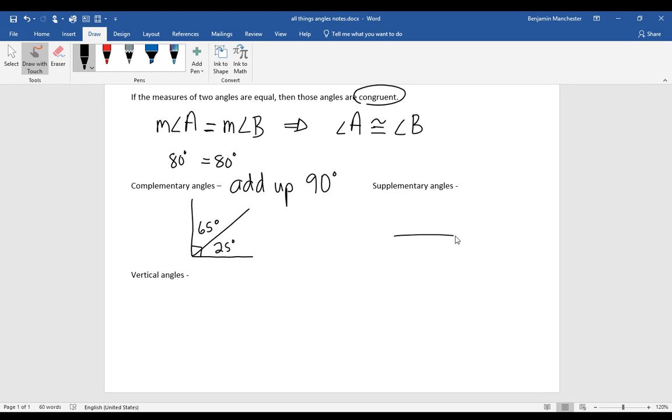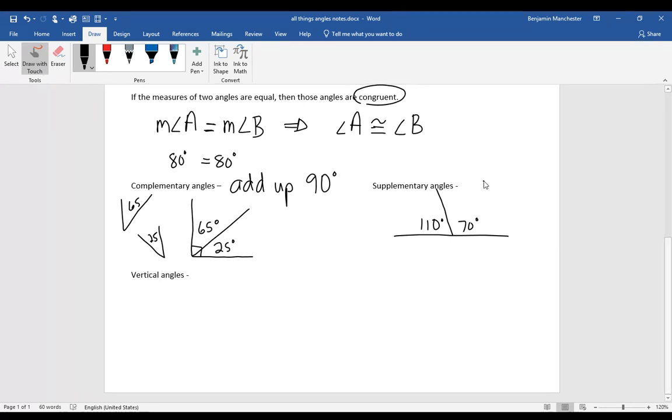Supplementary angles, on the other hand, are ones that add up to 180. Like up there before, we talked about some supplementary angles. So if this one is 110 degrees, this one is 70 degrees. Now they don't have to be adjacent. If this 65-degree angle is over here and this 25-degree angle is over there, as long as these two add up to 90, they are still complementary. They don't have to be adjacent angles.